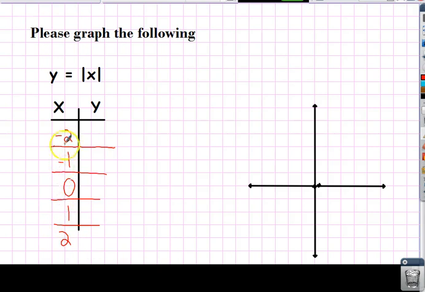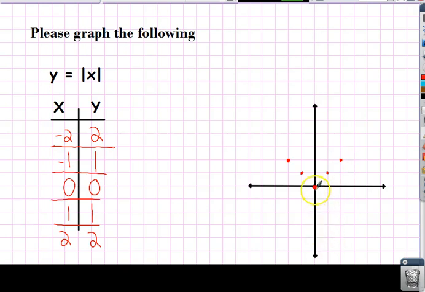So let's put -2 in here. Absolute value of -2, 2. Absolute value of -1, 1. Absolute value of 0, 0. Absolute value of 1, 1. And absolute value of 2 is 2. So let's plot these points. So when I get x being -2, I get y being 2. When I get x being -1, I get y to be 1. 0 is 0, then 1, 1, and 2, 2.